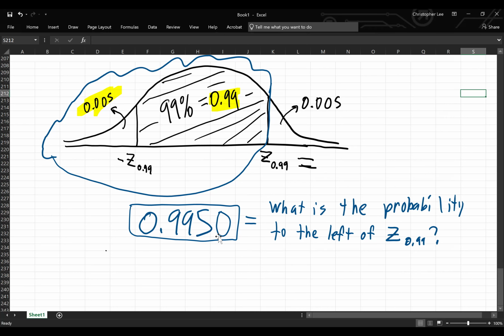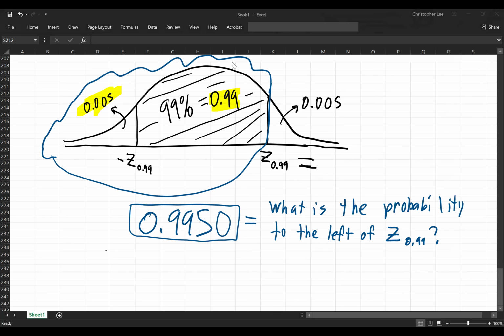So for the number, everything has to add up to 100. So if there's a different number in the middle, whatever is left from 100, you split it into two. Exactly. Very good. Well done. So let's look at the table real quick, right? Remember, I'm looking at 0.9950 in the normal distribution table.